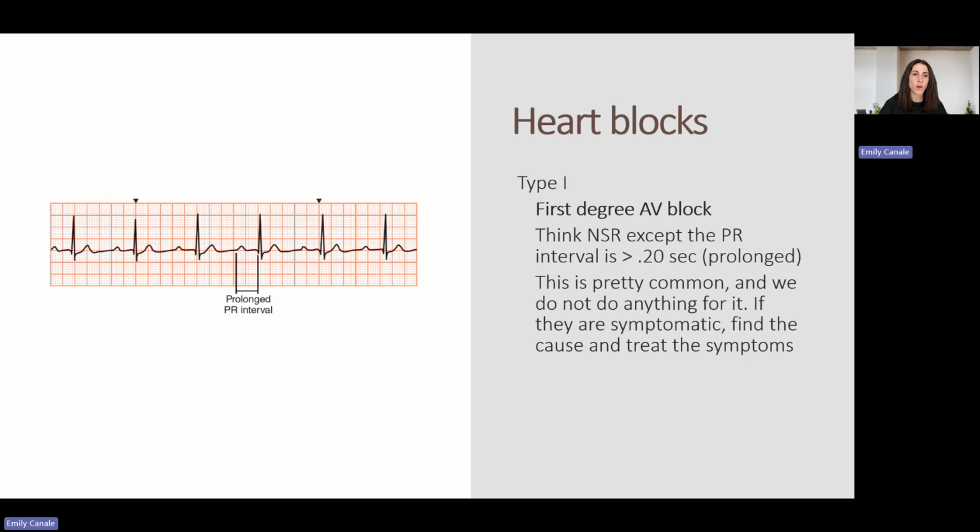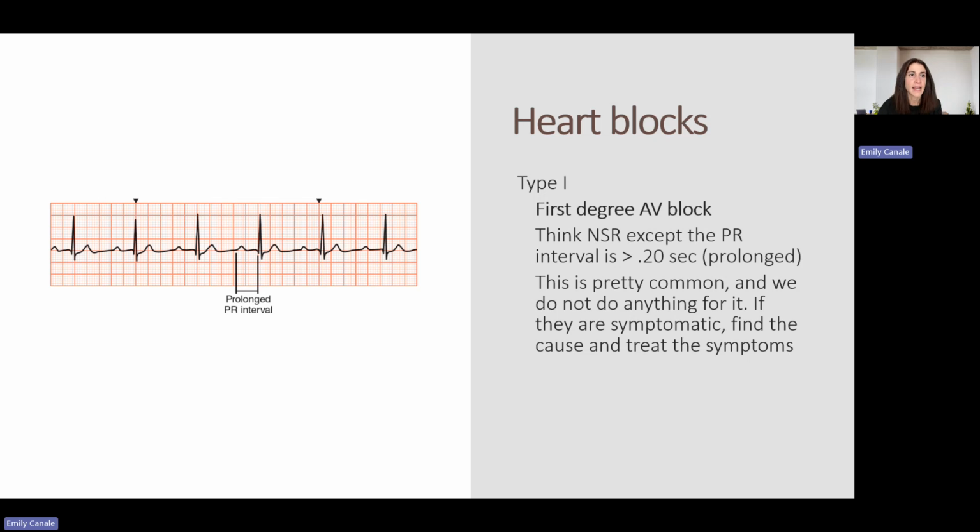Now, the last thing that we're going to cover are heart blocks. And I know a lot of students really stress about heart blocks, but you really don't need to. Just think, if I'm blocked, there's a delay. So in general, think there's a delay. Like, what is causing this delay that's going on? And I want you to really think about there's different types of heart block.